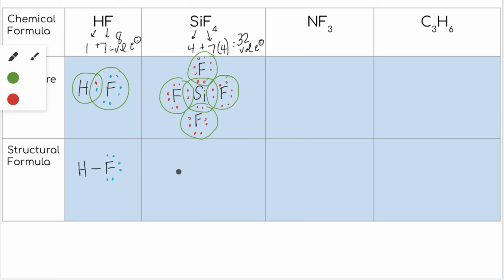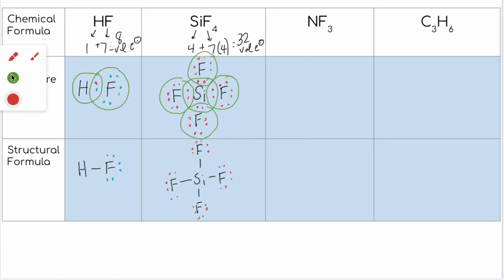Let's go ahead and translate this into our structural formula. Each shared pair of electrons gets turned into a single line, and all of the unshared electrons will remain as dots. Each fluorine will have 6 dots remaining around it in the structural formula. Okay, so there's our solution for the second example.